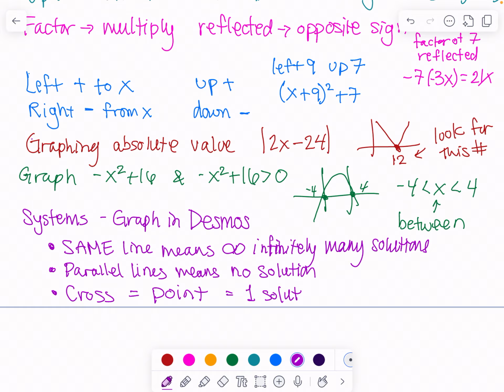Okay. Whole page, front page of notes, and we're halfway through. This is good. Right? We're halfway through? Yeah, good.